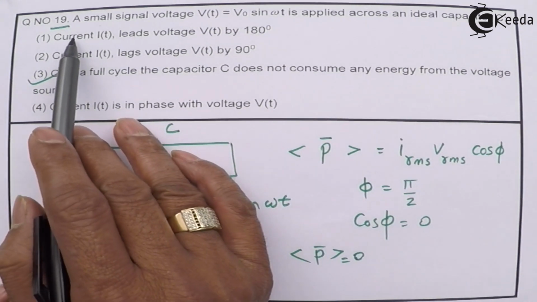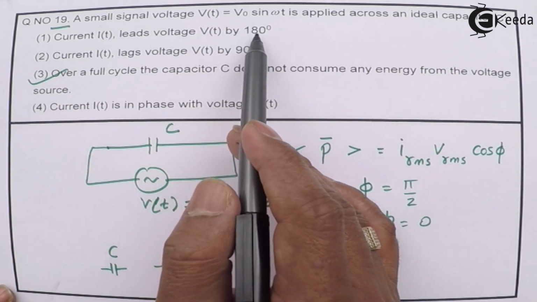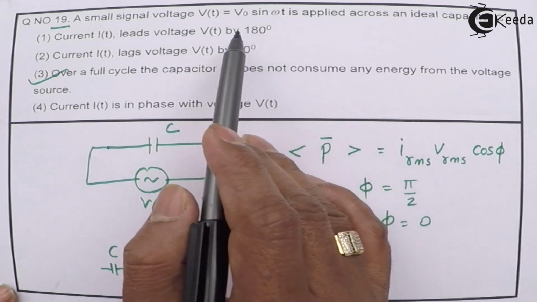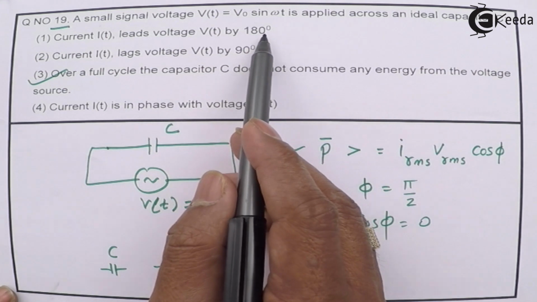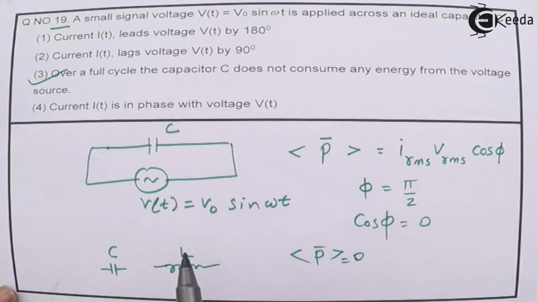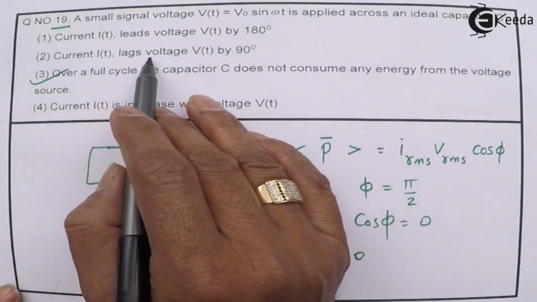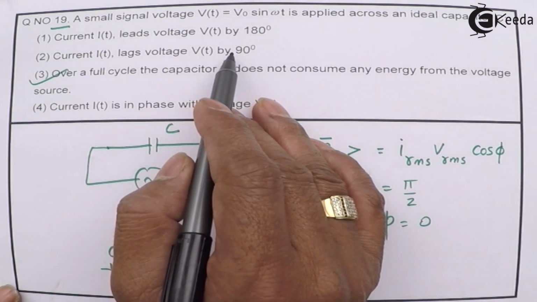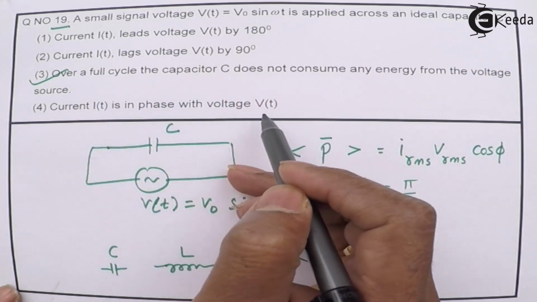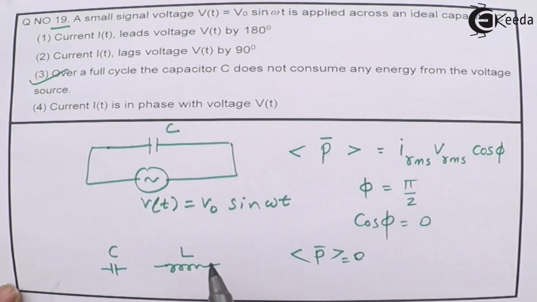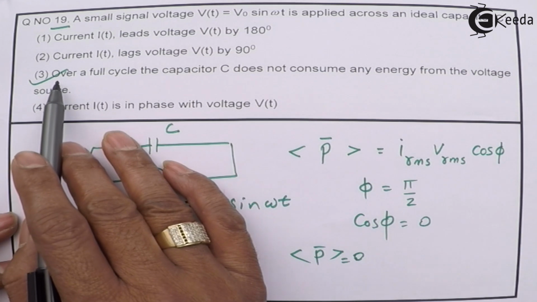What about current leads voltage by 180? It is not correct. Current lags voltage by 90? This is not correct. Current is in phase with voltage? This is not correct. So the only correct answer is this one.